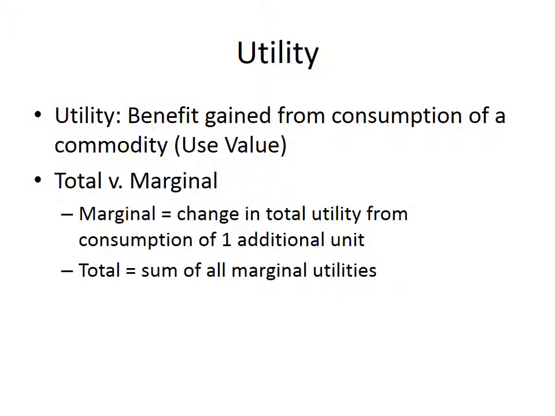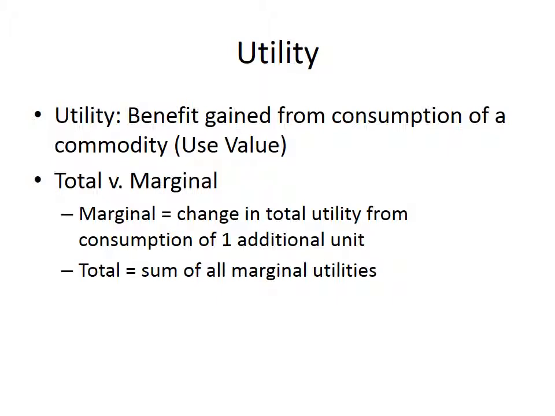Now, we've been working a little bit, and we'll continue to work with it as we go through supply, with the idea of total versus marginal. And it's really simple to understand the distinction between the two. Total is the sum of all the marginals. Marginal is the change in the total based on a 1 unit change in whatever that variable may be.